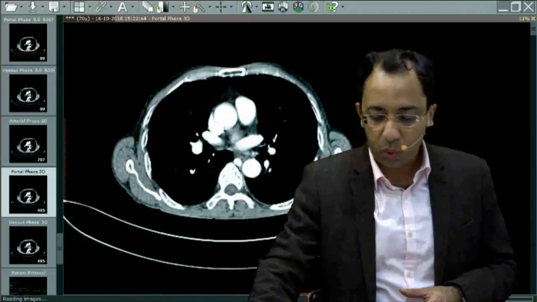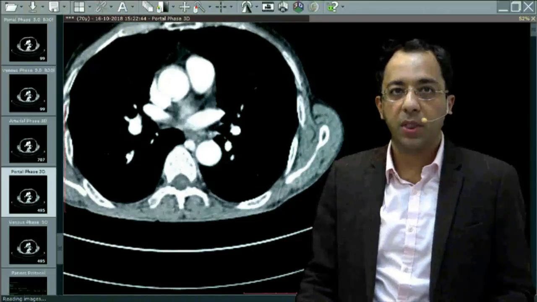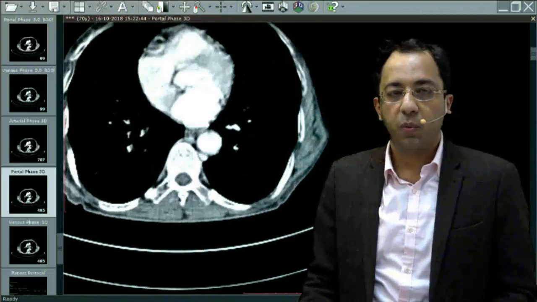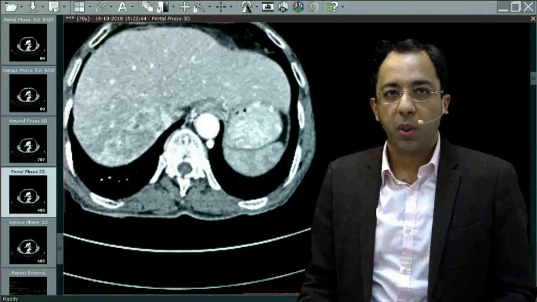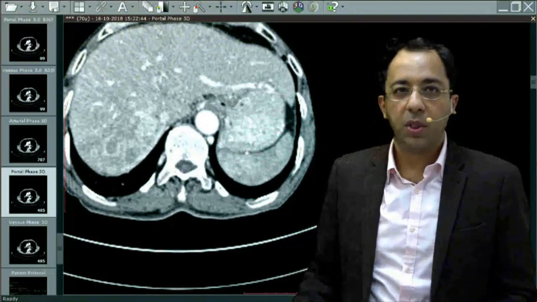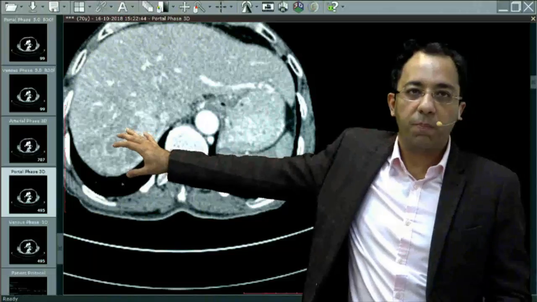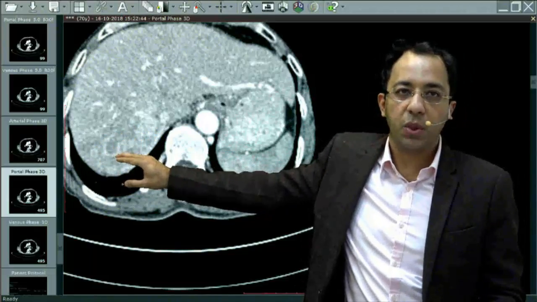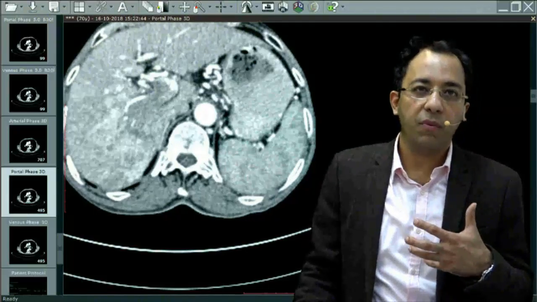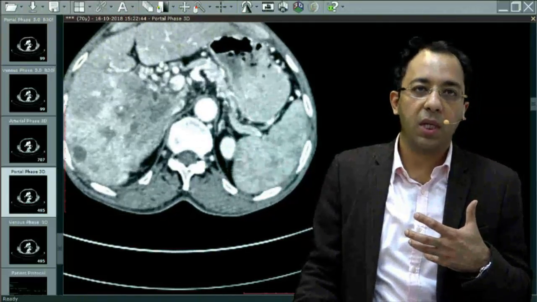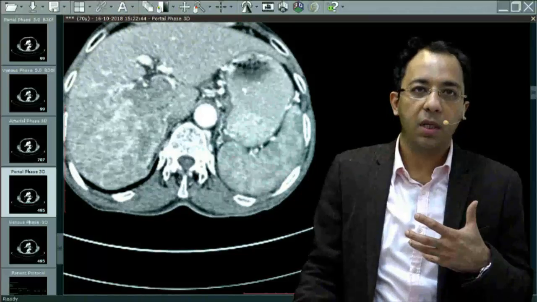Now when we go to the portal venous phase, let's see if we can appreciate. When you repeat the CT in the portal venous phase, you can see the lesion now, and you can see a lot of those areas which were taking up the dye in the arterial phase are showing washout. So as compared to the liver, they are becoming hypodense. But can you appreciate some other finding here?